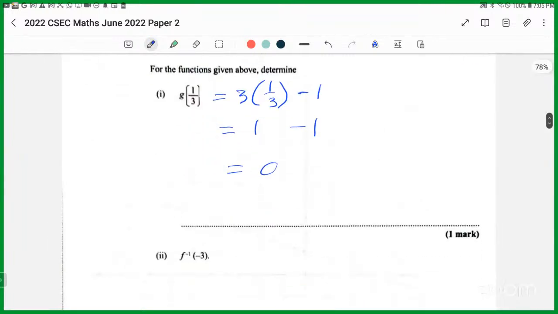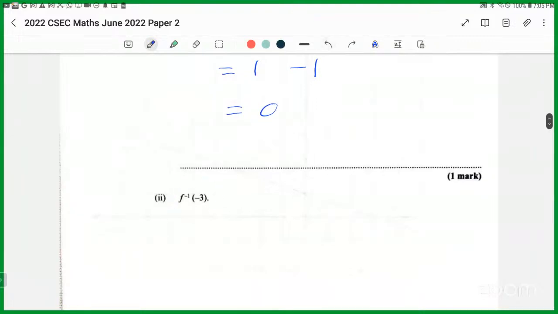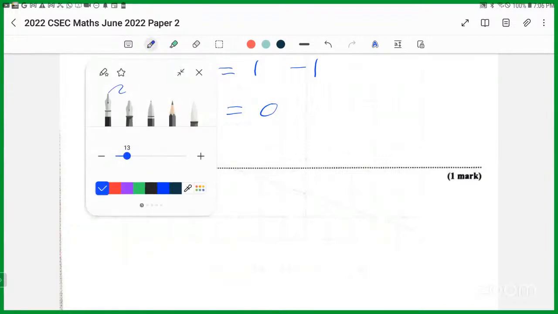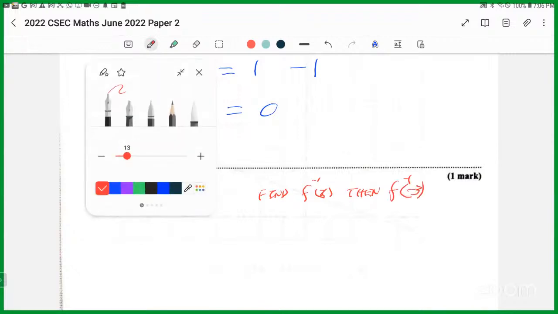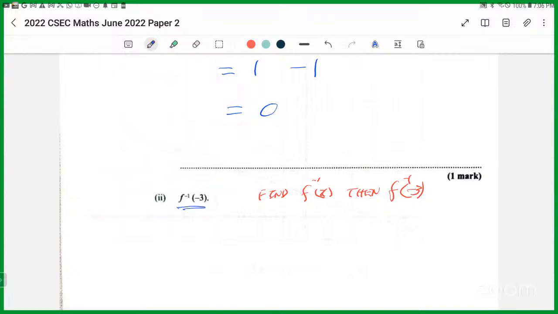All right, next part. f to the minus 1 of negative 3. I showed in the last class a way to find this. You put it equal to n, so minus 3 equals f of n, and then solve for n. But I'm going to use the other method today just to give a variety. Here we're going to find f to the minus 1 of x first, then put the minus 3 in. But any method you use, you have to do the same transposition.